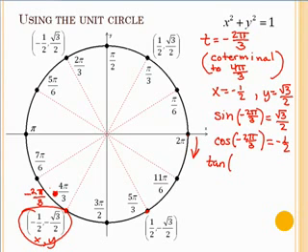Tangent, again, is sine divided by cosine. So we've got square root of 3 over 2 divided by 1/2. Well, they're both over 2, so those 2's, let's cancel those. And we're just left with square root of 3 over 1, or square root of 3.